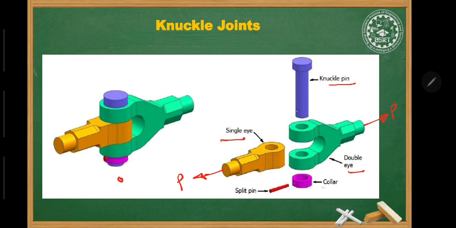This pin is secured in its place by means of a split pin. So this split pin is used to secure this joint. The function of the split pin is to hold the pin in its place and avoid the loosening of the joint due to vibrations. So this is the construction of the knuckle joint.